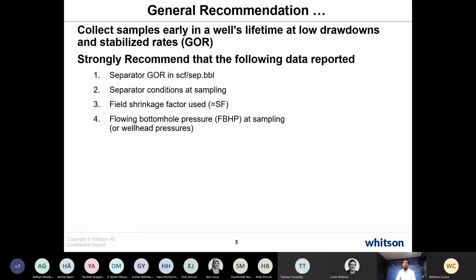That's just to see if the flowing bottom hole pressure was less than the expected saturation pressure of the sample, and just to have an idea whether the sample can be an in situ representative or not.